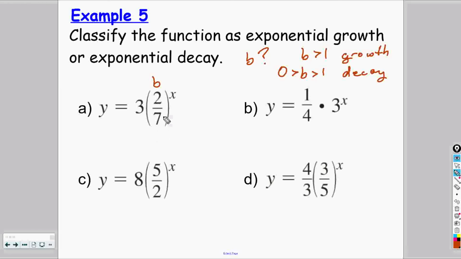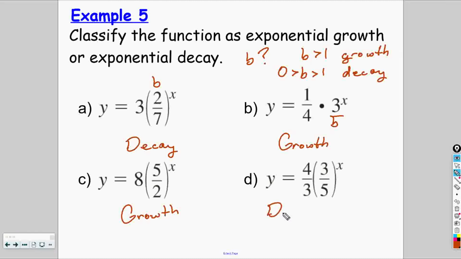So in part A, b is 2/7. That's in between 0 and 1, so that's exponential decay. For part B, b is 3. That would be greater than 1, so that's growth. With our fractions, make sure to be careful. 5/2, that would be about 2.5. That's greater than 1, so that's exponential growth. 3/5, that's in between 0 and 1. That's 0.6, so that would be exponential decay.